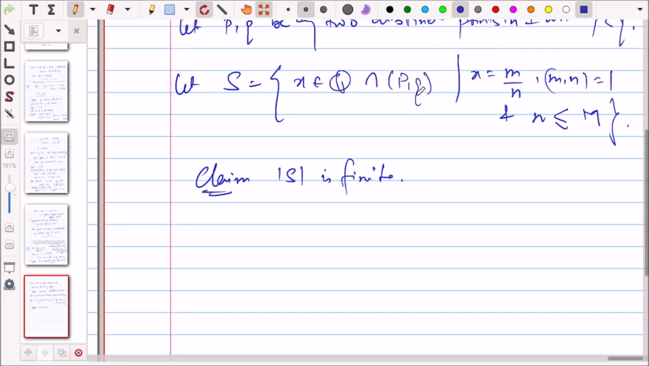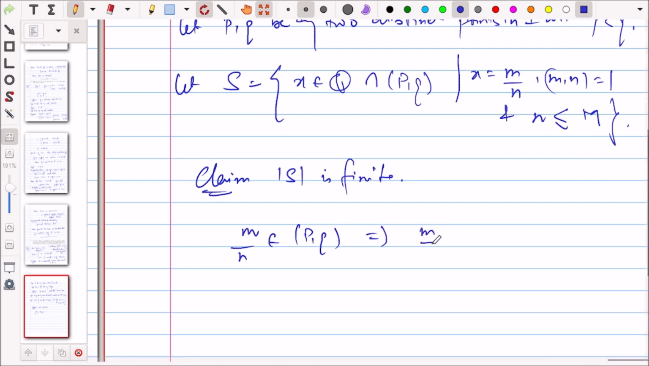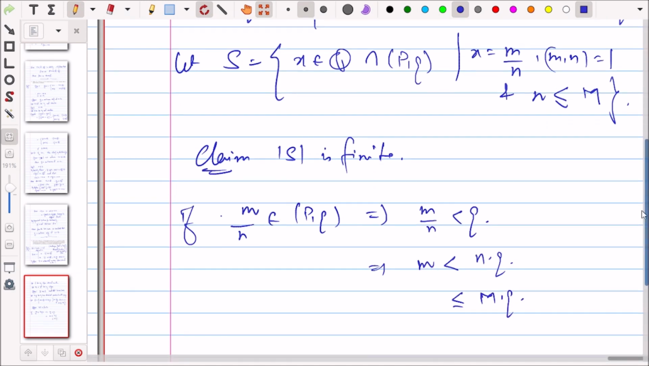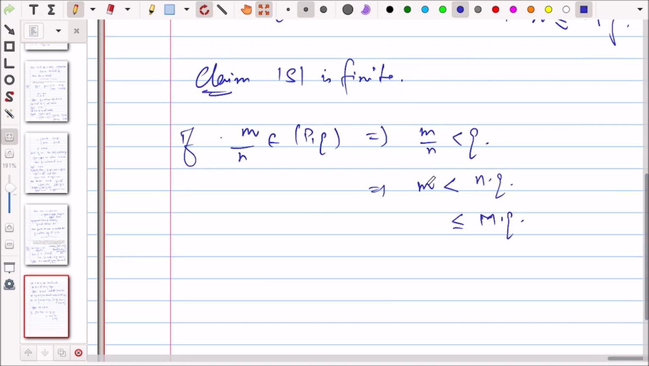Here p is positive, q is positive, everything is positive, right? Because you want m by n to belong to (p, q), that means m by n is less than q. So if m by n belongs to (p, q), then m by n is less than q, so this implies m is less than n times q, and we want n to be less than or equal to m, so this implies m is less than or equal to m times q. So the maximum possible choice for m is this. So m has to be smaller than this number, so m is finite now, and n is finite.